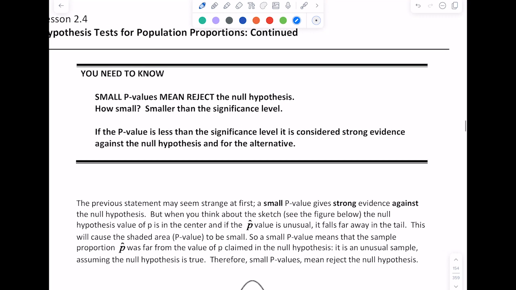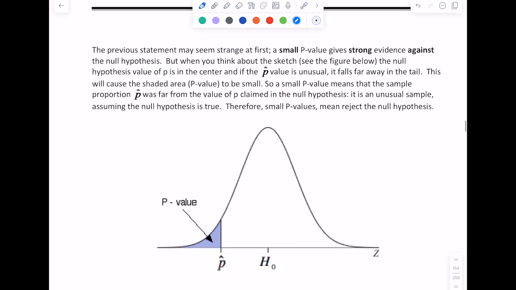So a couple things you need to know. A small p-value means reject the null hypothesis, right? And how small, we're going to look at the alpha level. So if p is less than alpha, we reject. If the p-value is less than the significance level, alpha, it's considered strong evidence against the null hypothesis. And basically you're saying you're for the alternative.